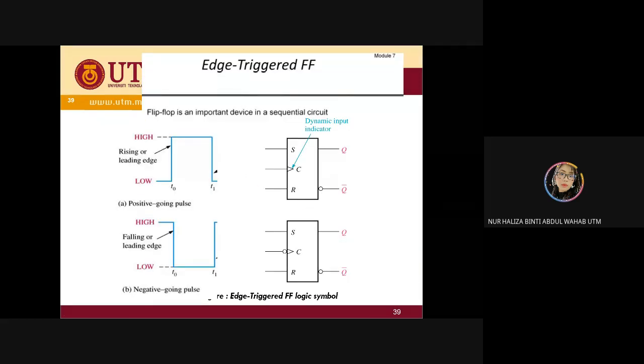Okay, you can see here, this is your positive edge, positive going pulse. And sometimes in your timing diagram, you're going to be given the input, isn't it? Normally you're going to have the input, whatever input that you have, let's say S and R.